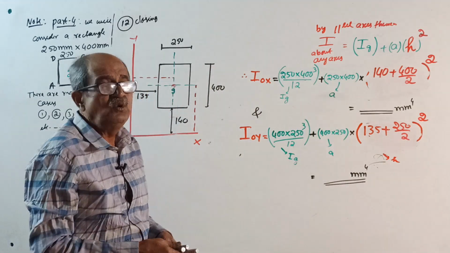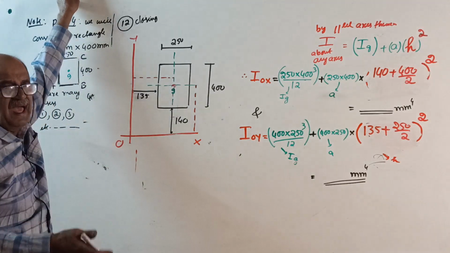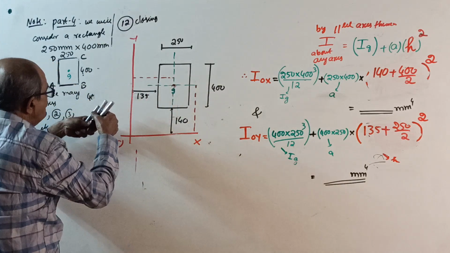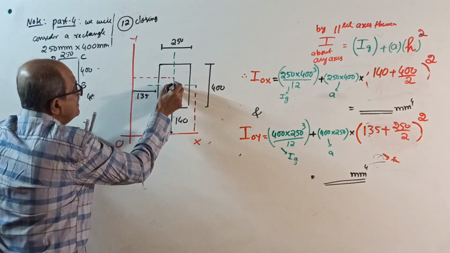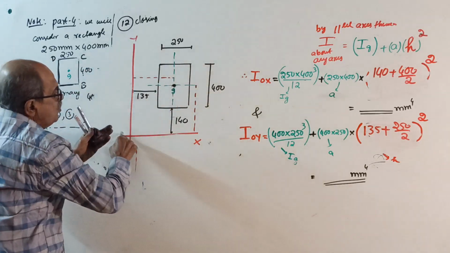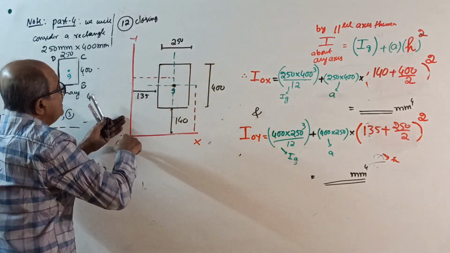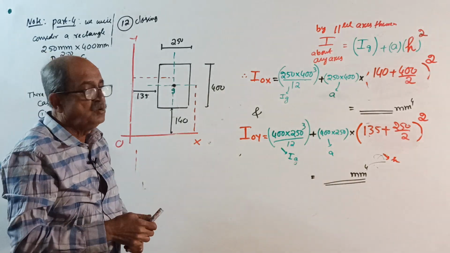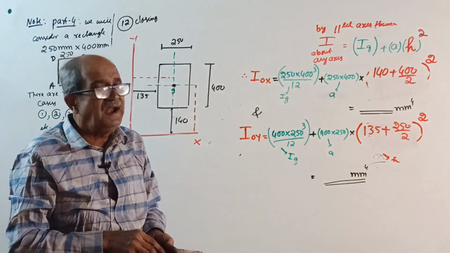For that, what you have to do? You have to observe, irrespective of rectangle, triangle, anything: see where the centroid of the component is. If you want I about OX, it is this square. If you want I about OY, it is this square. That's all you require. So go through this example thoroughly, fully practice and get ready.